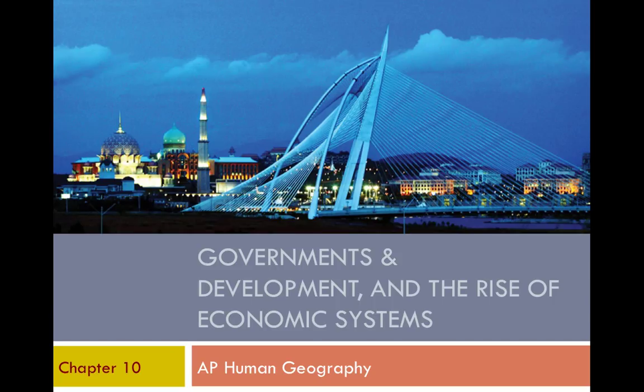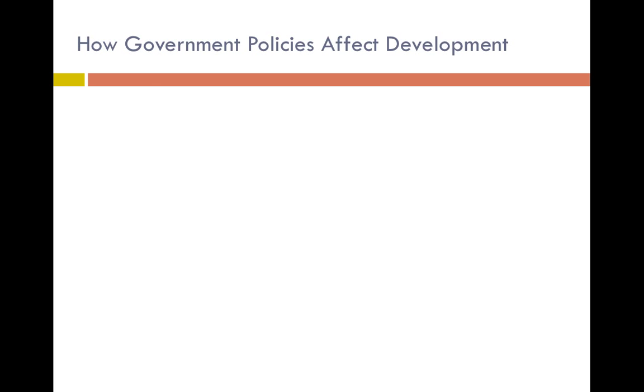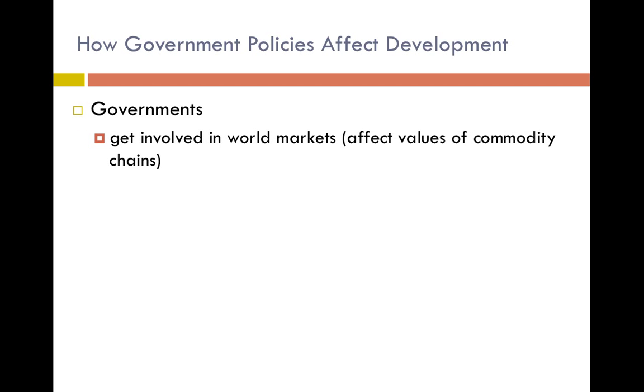Alright, AP Human Geo. Today we're going to talk about how government affects development within a state and internationally, and how external factors can affect development within a state by other government and non-government organizations. So, how government policies can affect development. They can get involved in world markets, which affects the value of commodity chains.